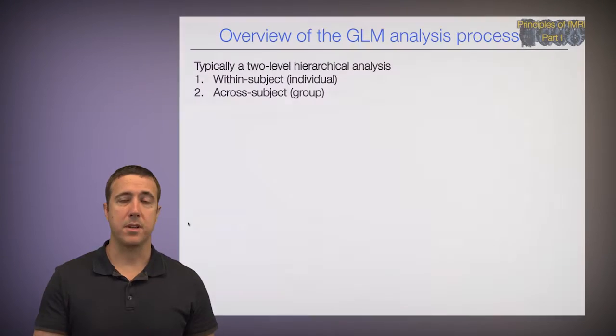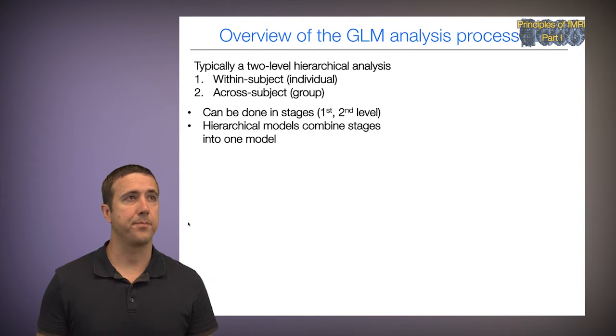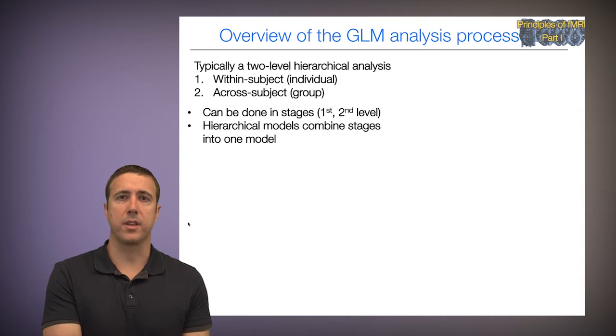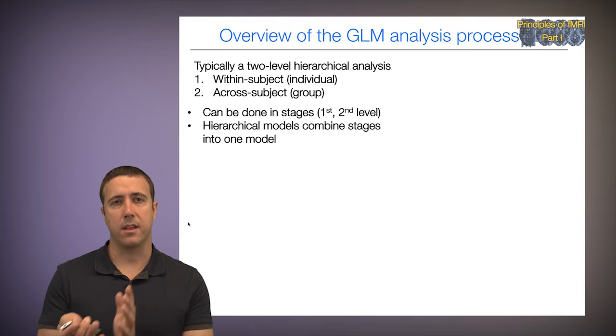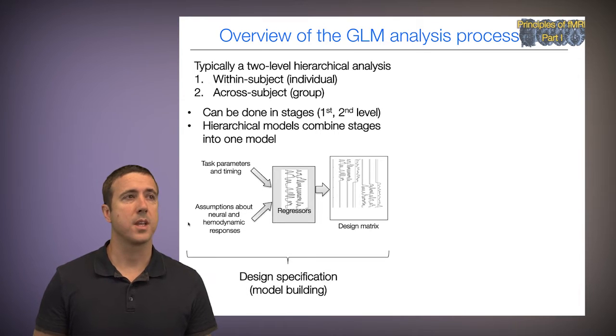Applied to fMRI data, the GLM is usually a two-stage hierarchical model, and that means that we fit a within-subject model or individual model for each person at the first level and a group analysis model at the second level. This is often done in stages, to fit the model within each individual person first and then do the group analysis afterwards, but hierarchical models combine those stages into one model.